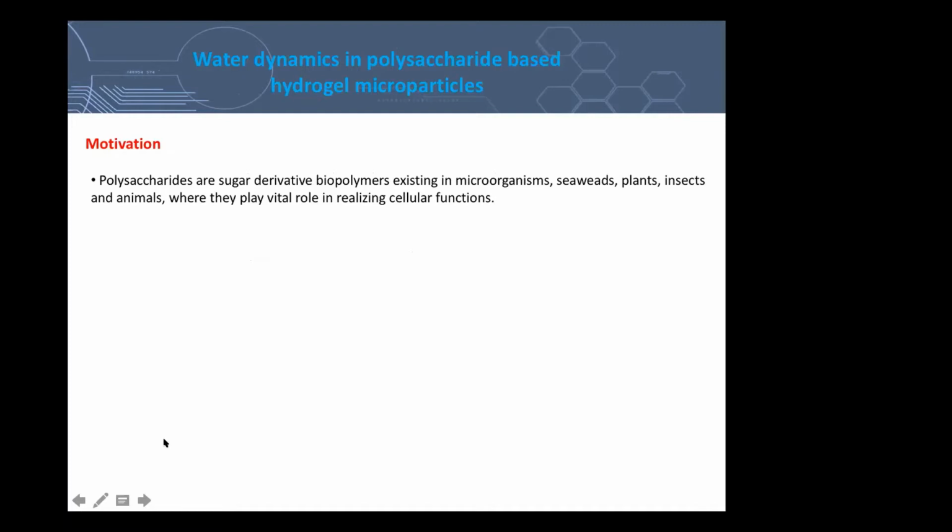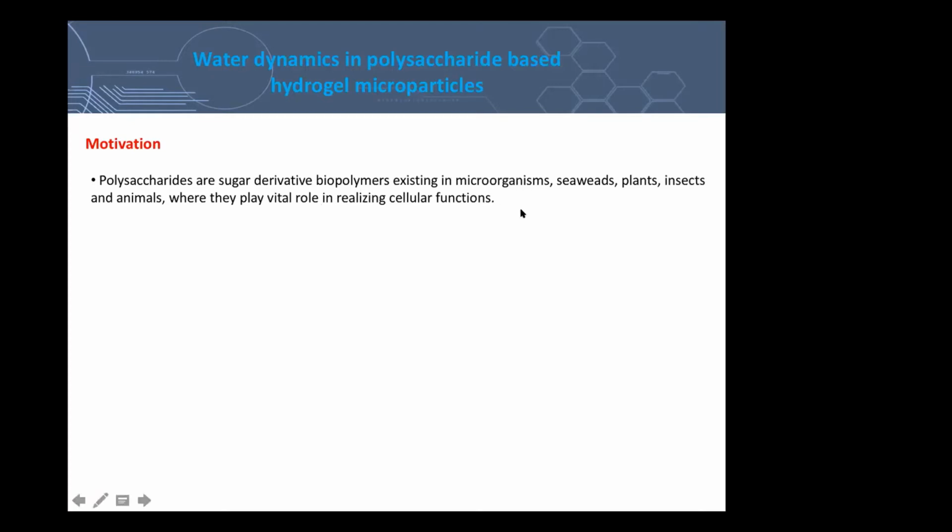The polysaccharides, as you know, are sugar derivative biopolymers, and they have a high natural abundance. For example, they exist in microorganisms, seaweeds, plants, insects, and animals. And in these living bodies, they play a crucial role in realizing some cellular functions. For example, as is well known, starch works as the energy storage component in cells, or chitin or cellulose is responsible for preserving the cellular integrity of some cells.